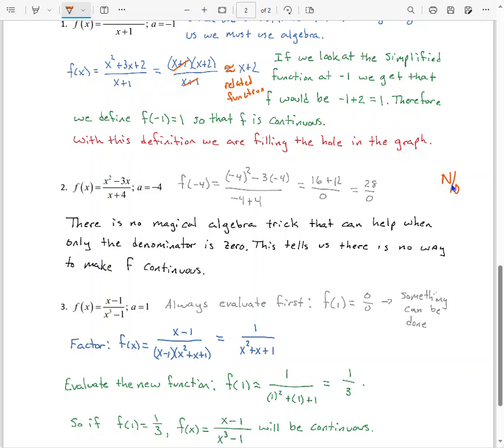Anytime you have a 0 in the denominator, no, that can't happen. There's no magical algebra trick that can help us when only the denominator is 0. This tells us there's no way to make f continuous. There is an essential discontinuity.